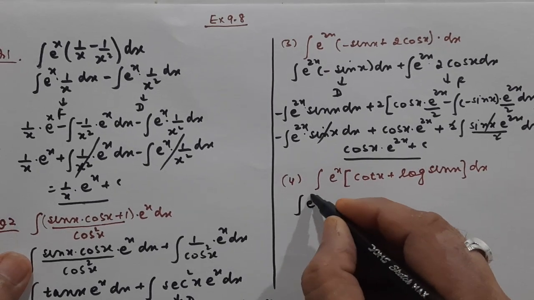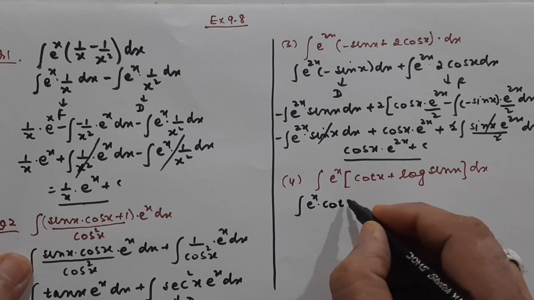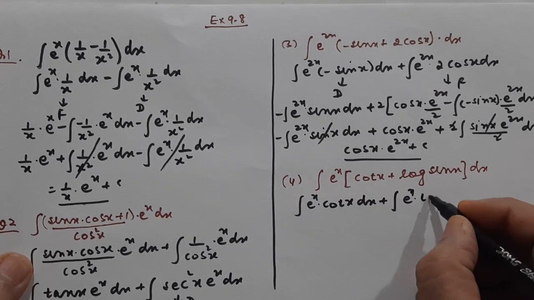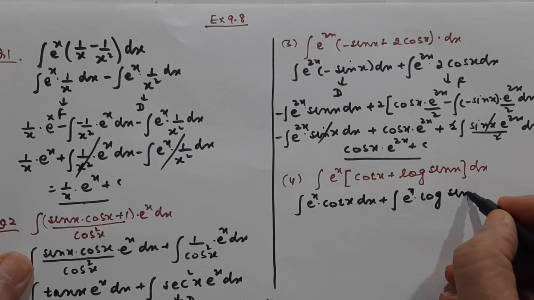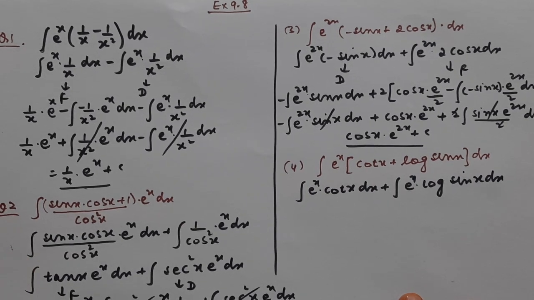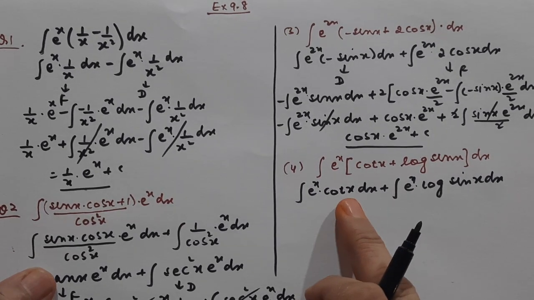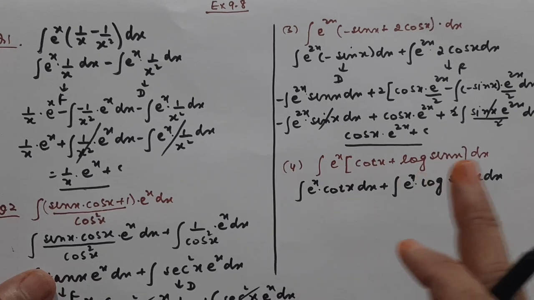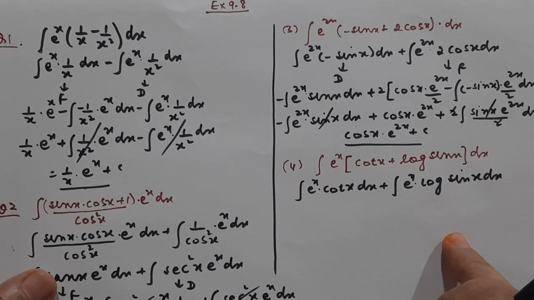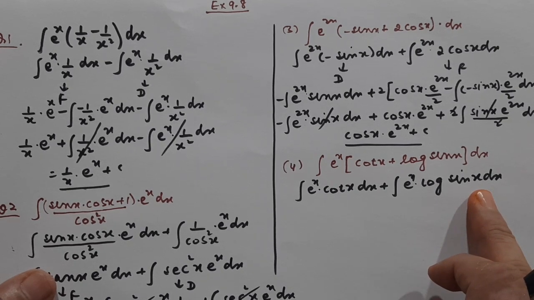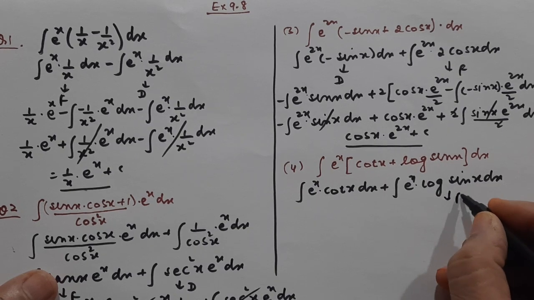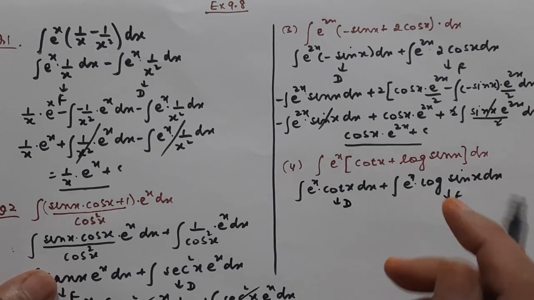We get e power x into cot x dx plus e power x log sin x dx, like this, right? Now identify the function and derivative. Derivative of cot x is minus cosecant square x and derivative of log sin x is 1 upon sin x into derivative of sin x. So we get cos x upon sin x. So it means log sin x is the function and its derivative is cot x.